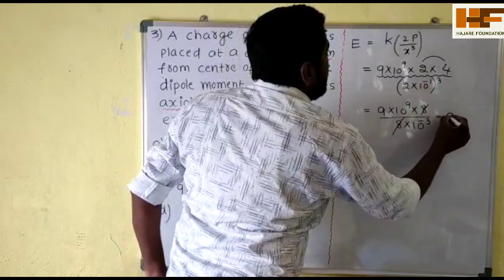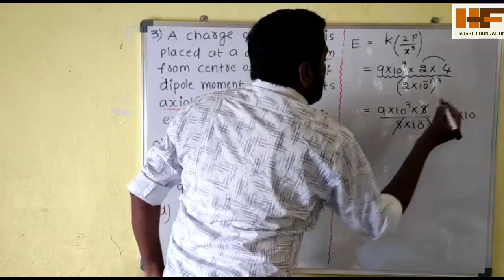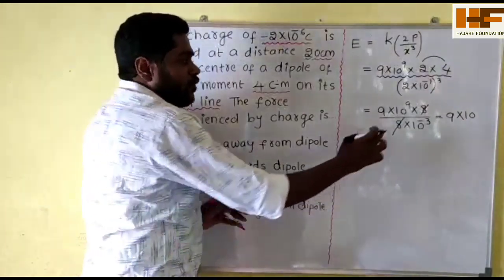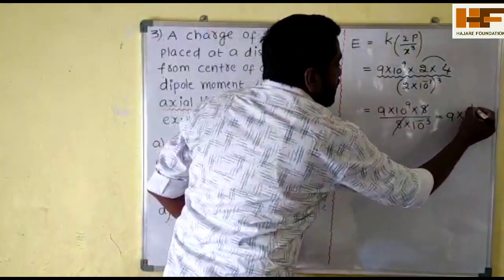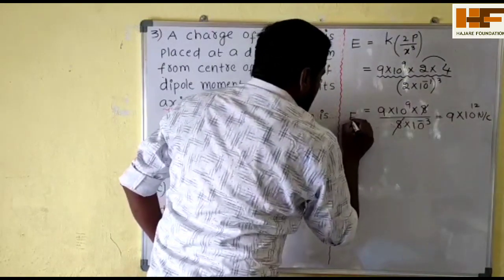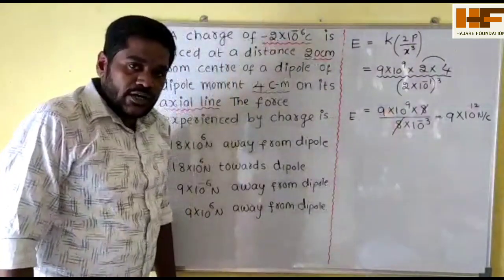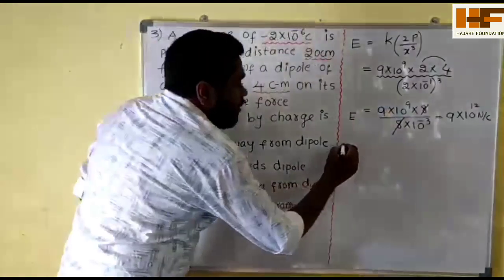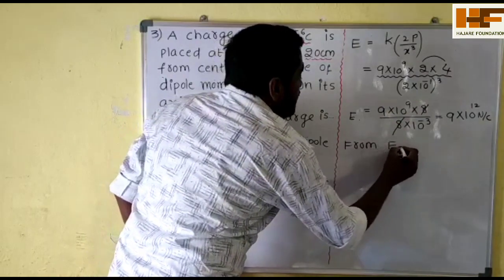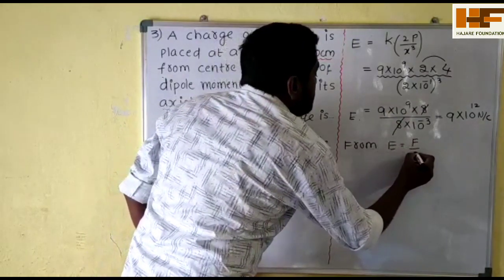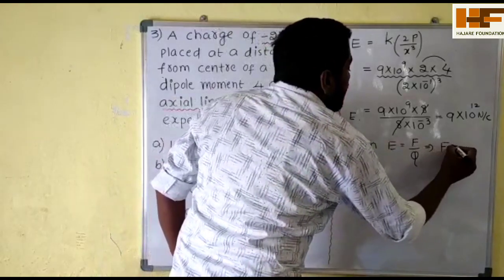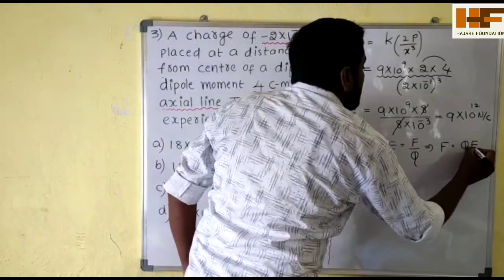What is the electric field? Therefore 9 into 10 power, this 10 power minus 3 goes upside, it becomes plus 3. Therefore plus 3 plus 9 becomes 10 power 12 Newton per coulomb. This is the electric field. I hope all of you understand. Therefore now, from the formula, from the electric field definition, E is equal to force experienced by the charge. Therefore from this you can get F is equal to Q into E. I am taking that.